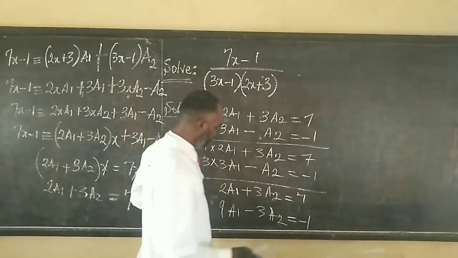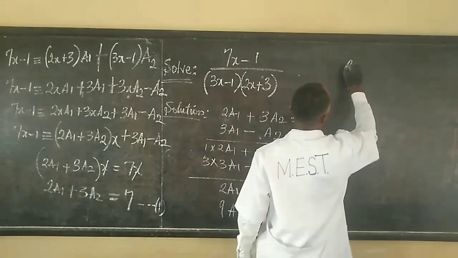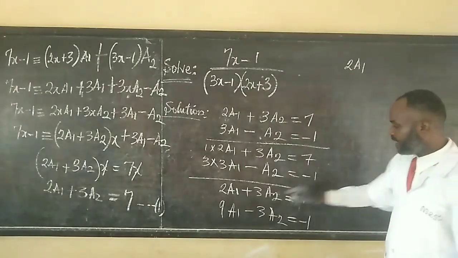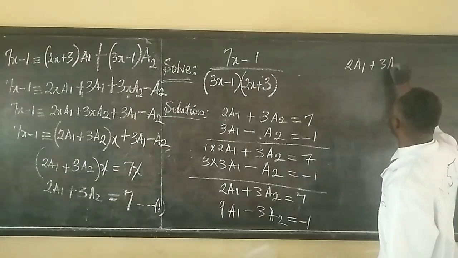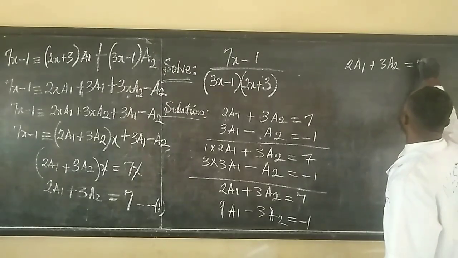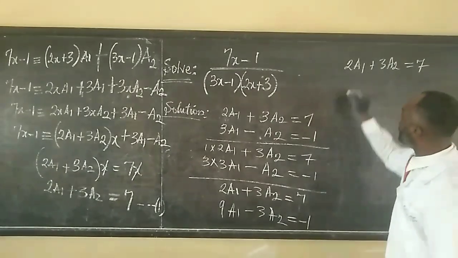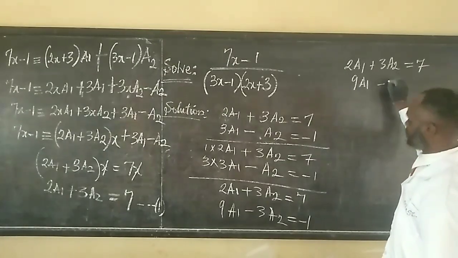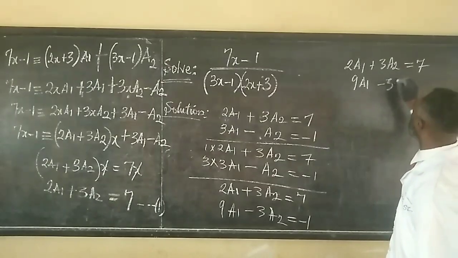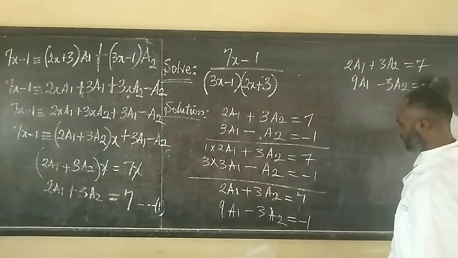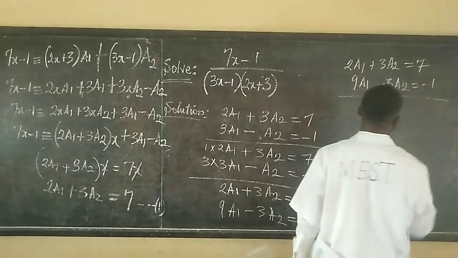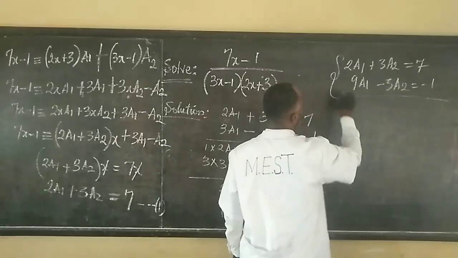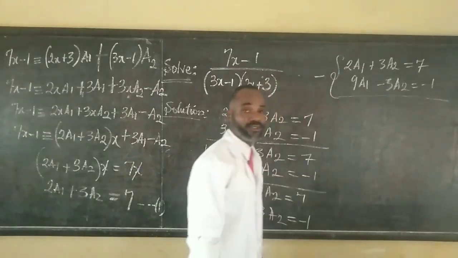Look at this. We go here, we have 2A1. That is for this. Okay? And for this, we have plus 3A2 all equal to 7. Good. And there we have 9A1 minus what? 3. This is 3. A2 equals to minus 1. So we eliminate quickly. We apply elimination method or elimination operator.